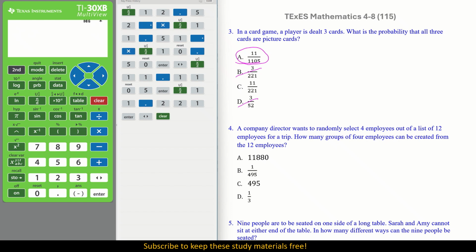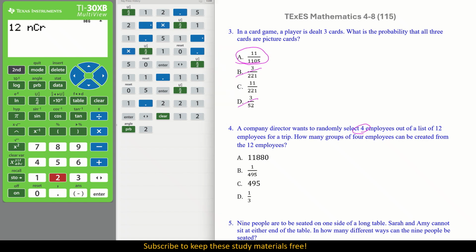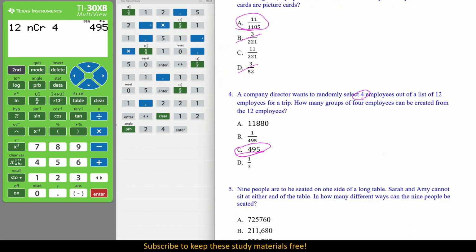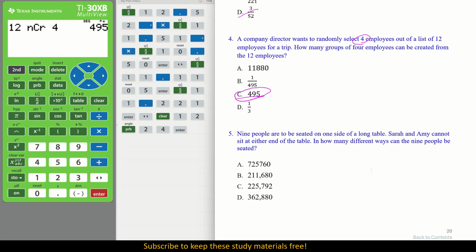Let's see how many total. 12, prob. Now it's a combination. We want number 2. And then how many out of it? We want the 4. Okay, let's push enter. 495 different combinations of 4 employees out of the 12. Wow, that's quite a bit. Okay, all right. Now let's look at number 5.